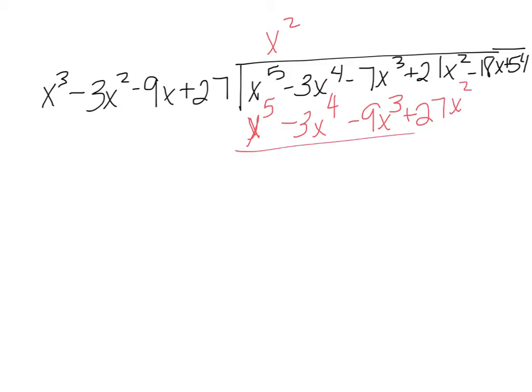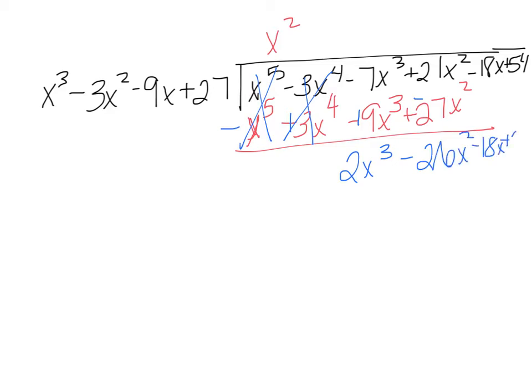And I have to go through and change all my signs and combine. This falls out. Oh, that's convenient. This falls out. 2x cubed minus 26x squared minus 18x plus 54.